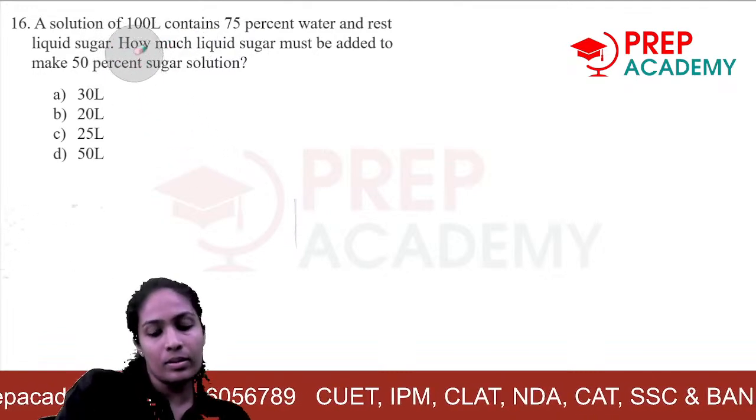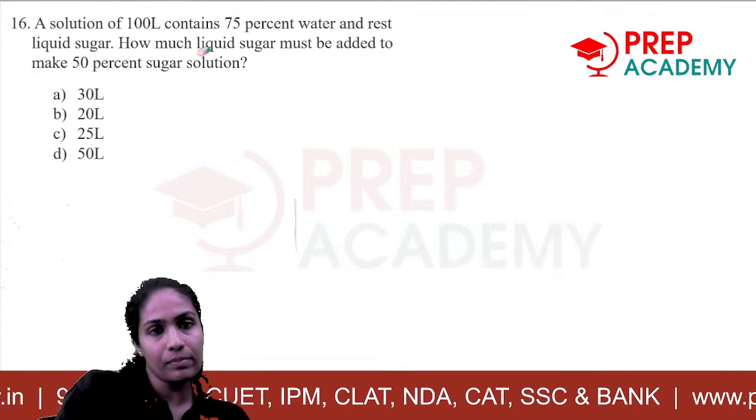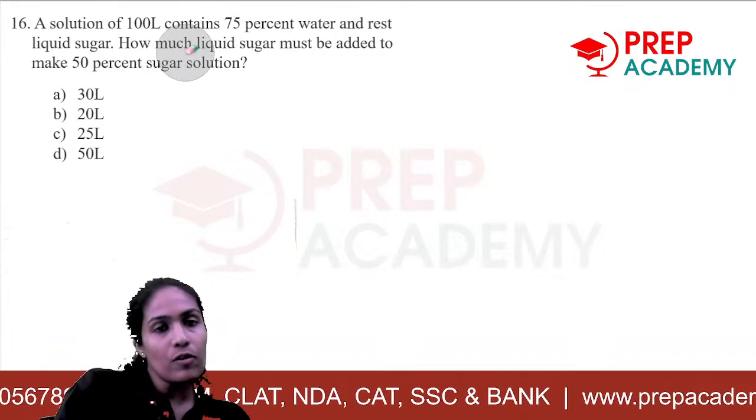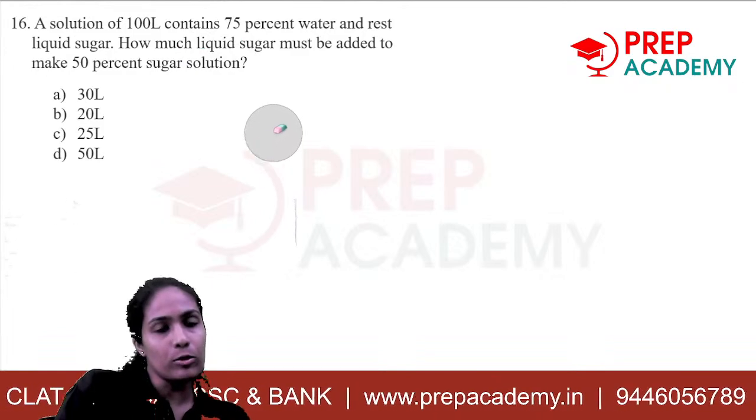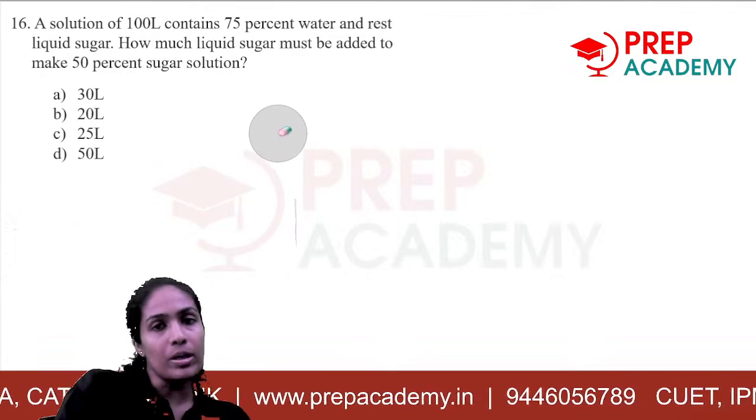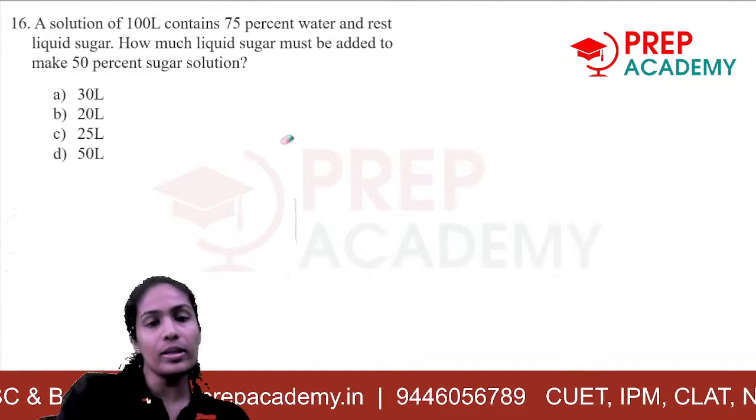Next, 16th question. A solution of 100 liter contains 75% water and the rest liquid sugar. How much liquid sugar must be added to make a 50% sugar solution?